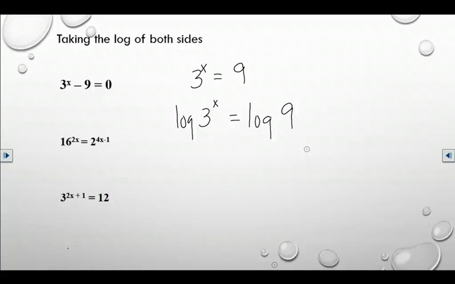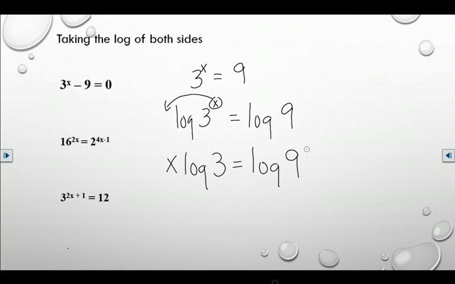Now somebody tell me what you can do. Move the x to the front using the power rule of logarithm. And what does that do? It makes the problem to where you can solve it, because it brings the x down to the same level, and all you do now is divide by log of 3, which is a number. And you need to get used to that.